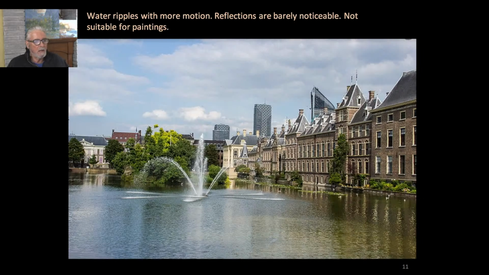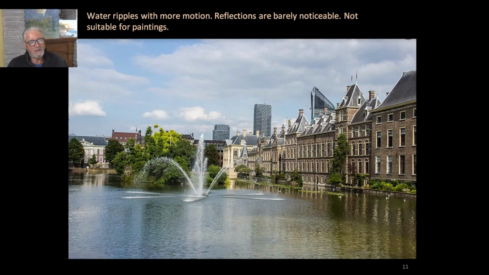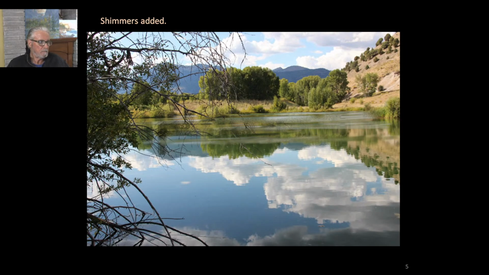Okay. This is the one that I said earlier. This one here, water ripples with more motion, common in rivers and streams. Reflections are barely noticeable. Not such a good idea to try to paint this, because yes, you get some reflections, but it looks very weak. So I don't recommend painting something like that. So the best thing is to go back to what I said earlier. This is your best option here. This one, water moving lazily. And you'll see that in most professional paintings, by the way.